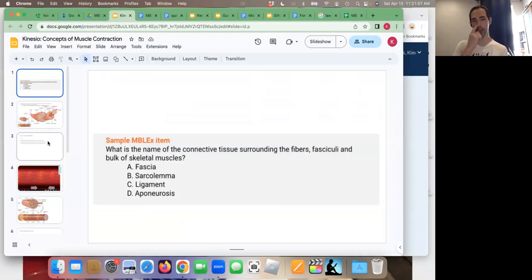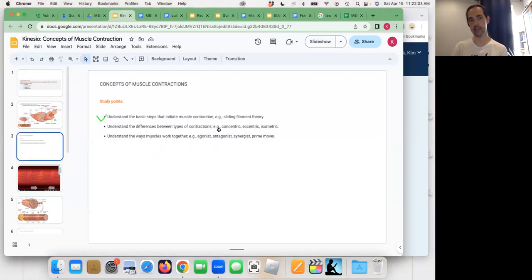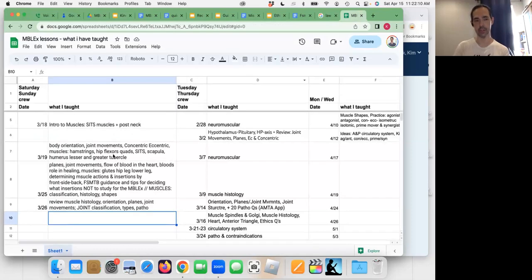Okay, so we're going to go over, under kinesiology, concepts of muscle contraction. We're going to cover sliding filament theory today, which is the first study point. I think we also need to get into these other three study points. Let's see, concentric, eccentric. So we've covered some of that. Agonist, antagonist. I don't think we've covered that, so we'll get into that later today.